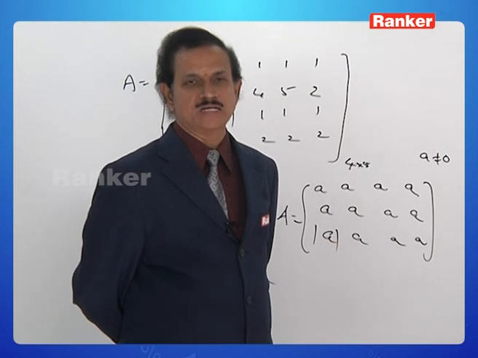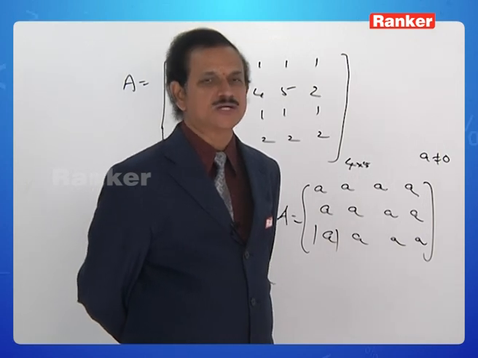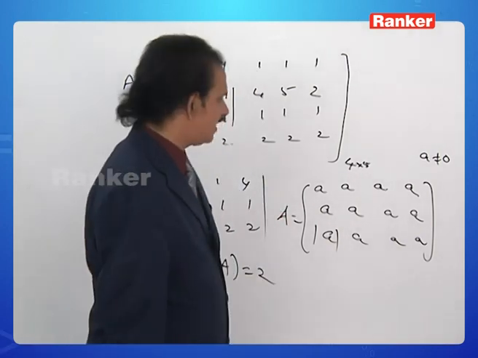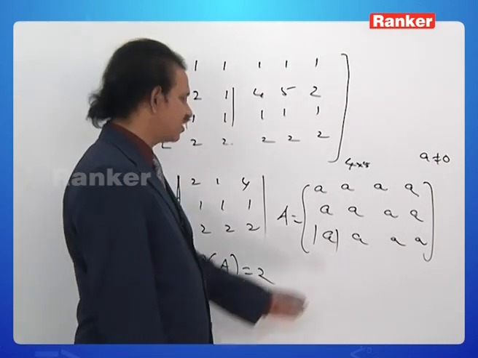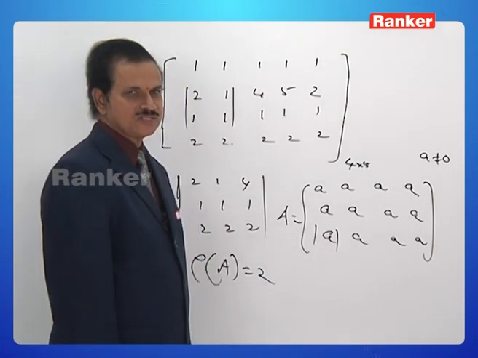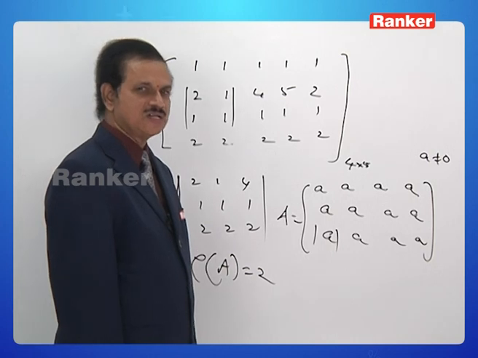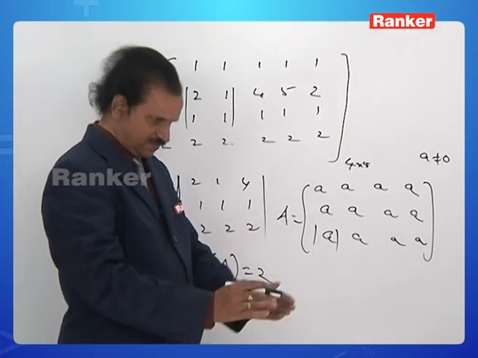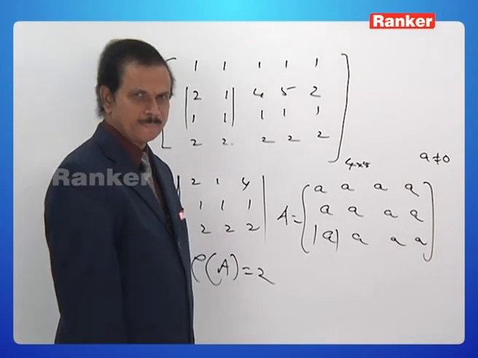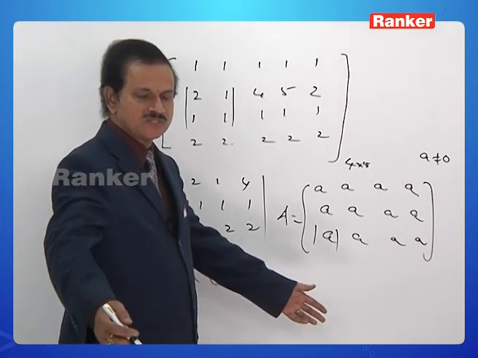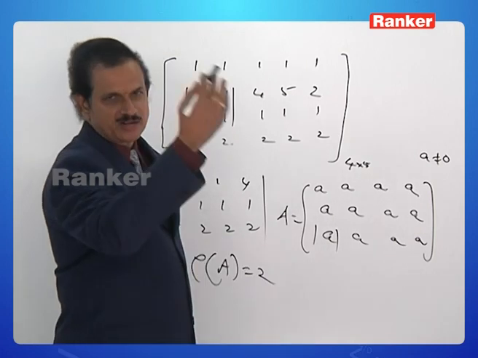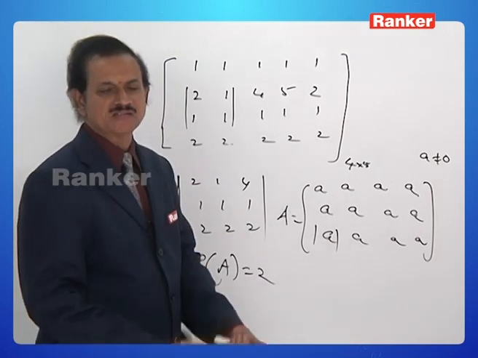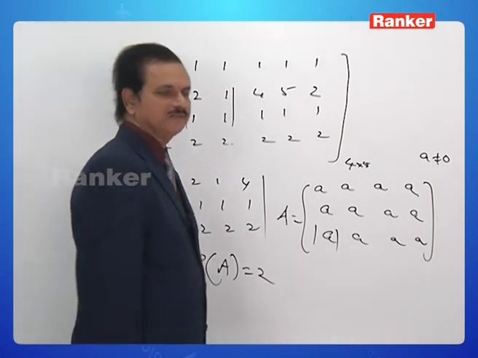For a non-zero matrix, rank of A is greater than or equal to 1. Minimum 1 is there because it is a non-zero matrix. At least one entry is non-zero. As it is a non-zero matrix, at least there is one non-zero entry. That itself is a 1 by 1 minor, a 1 by 1 square matrix which is non-zero. Hence, rank of A is 1 in that case.